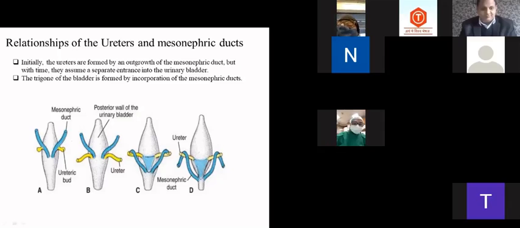So they are going to assume a separate entrance into the urinary bladder, and the mesonephric ducts will descend down and fuse in the midline and lead to the formation of the trigone of the bladder. So the trigone of the bladder is formed by the incorporation of the mesonephric ducts. So this is the trigone area, which is formed. These blue color structures are the mesonephric ducts, which fuse in the midline and lead to the formation of the trigone of the bladder.